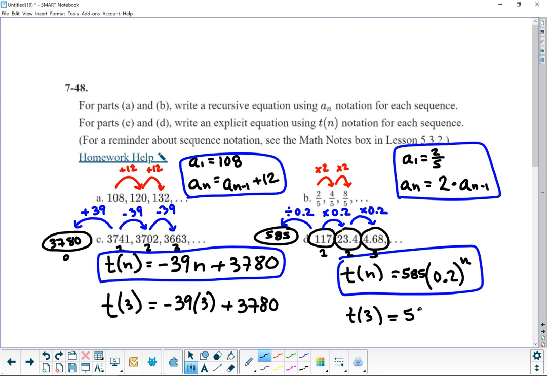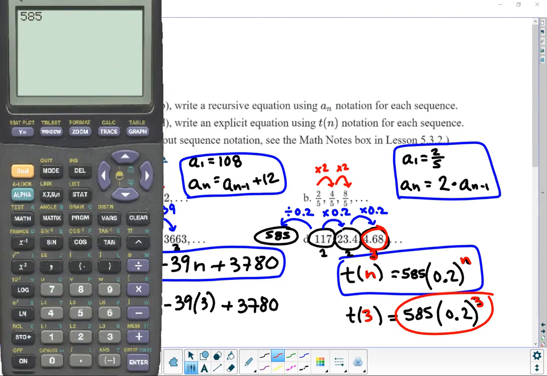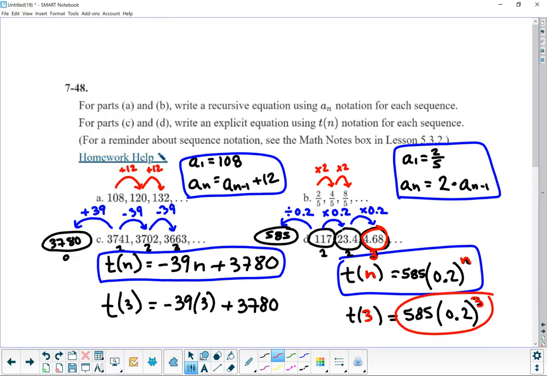That's going to equal 585 times 0.2 to the third, because I'm using 3 for the n. So that's n and n. Whatever I use, if I use 3, then I have to use 3. So I'm going to put all this in my calculator, and it should make this third term right here, 4.68. 585, parentheses, 0.2, close parentheses, to the power of 3. And you see how it comes up to be 468. So that means that this is my equation right here. Okay.